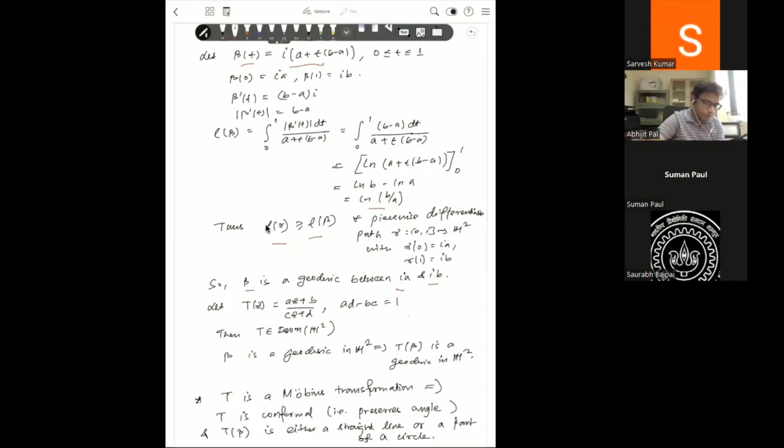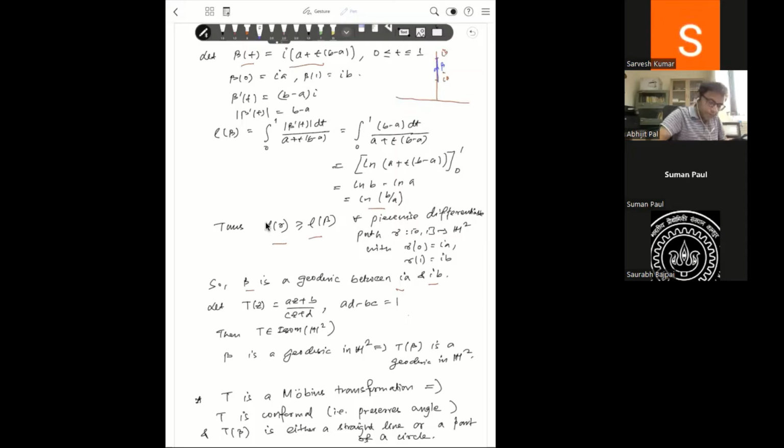Fine. So what we have proved is that if I take the upper half plane and this imaginary axis, then this path beta is a geodesic in the upper half plane with respect to the hyperbolic metric joining ia and ib. Okay, all right. So now, how do you prove that the semicircles are geodesics?